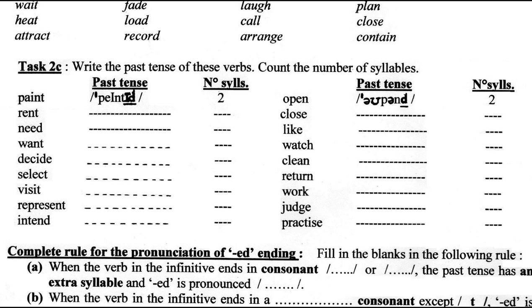So in this list, we have noticed that there is no extra syllable added to the infinitive when it is in the past, and the ed is either pronounced t or d, contrary to the previous list. I think you may deduce the rule now. So now we are going to complete the rule.